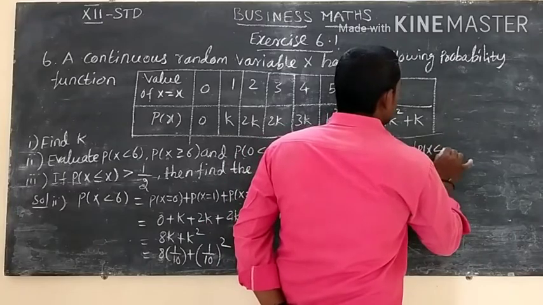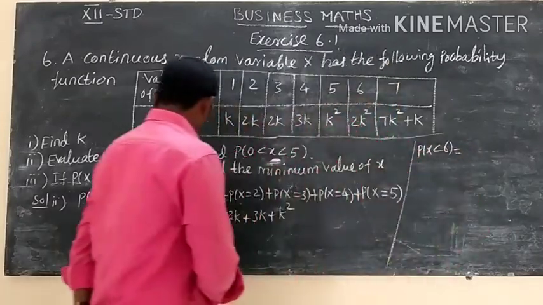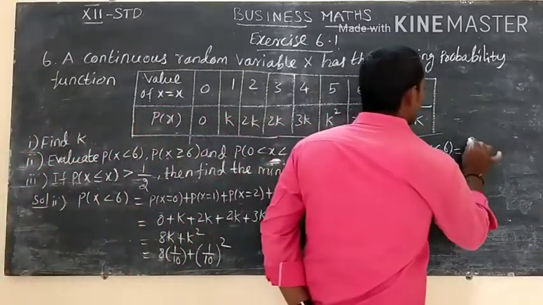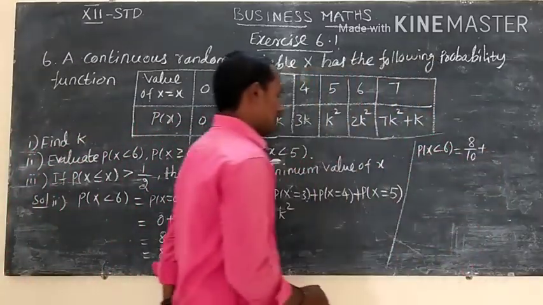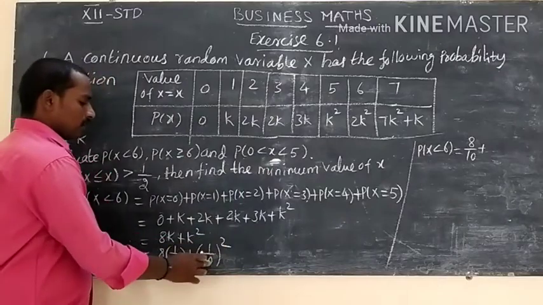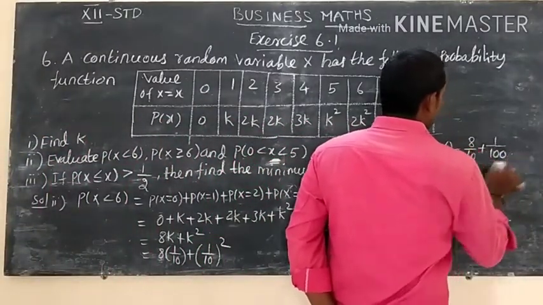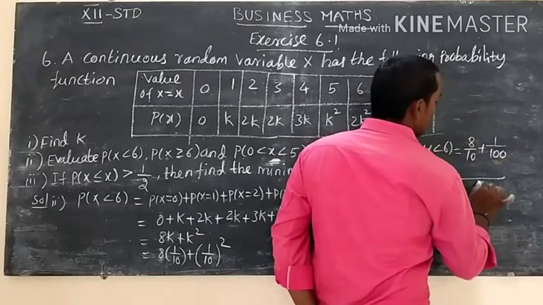P of x less than 6 equal to 1 into 8 by 10 plus 1 square is 1, 10 square is 100. So 1 by 100. Here find the LCM.